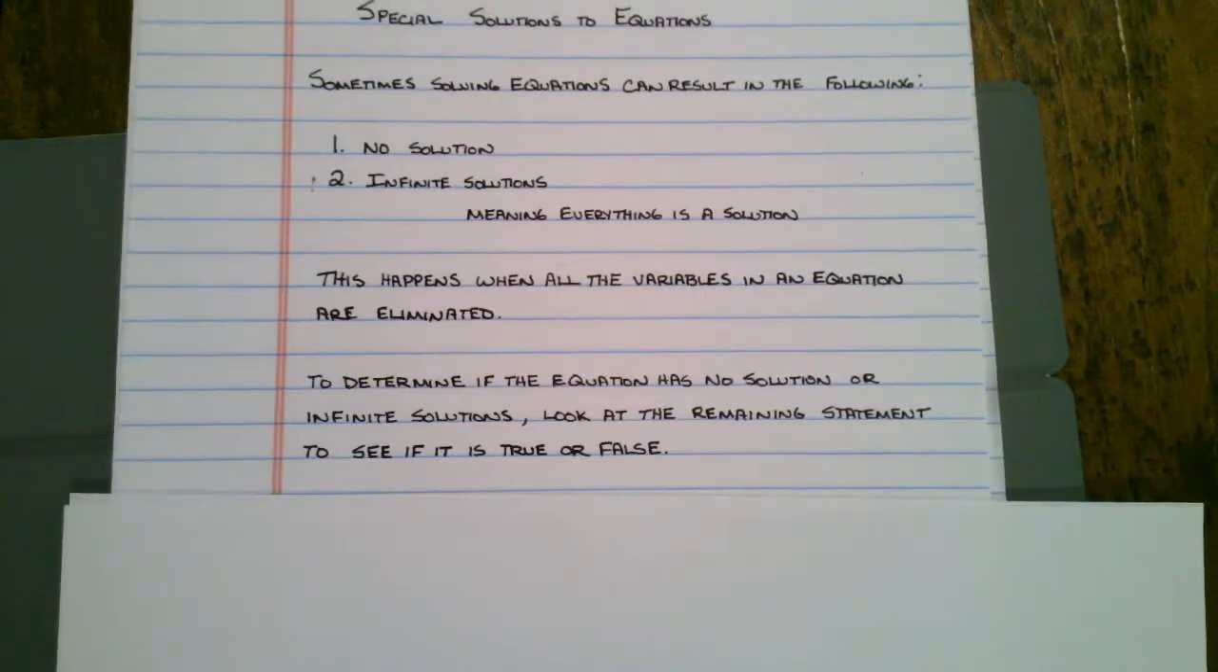To determine if the equation has no solution or infinite solutions, you solve it like you normally would. Both variables are eliminated, and you look at what's left over. You look at the remaining statement to see if it's true or if it's false. If it's true, then it's going to be infinite solutions. If it's false, or no, then it's no solutions. And we're going to go over two examples to show you this situation.